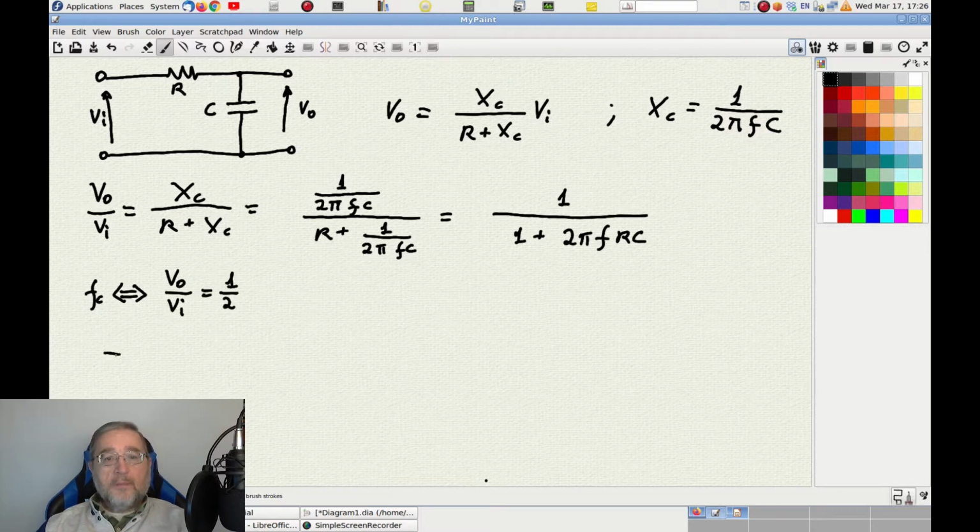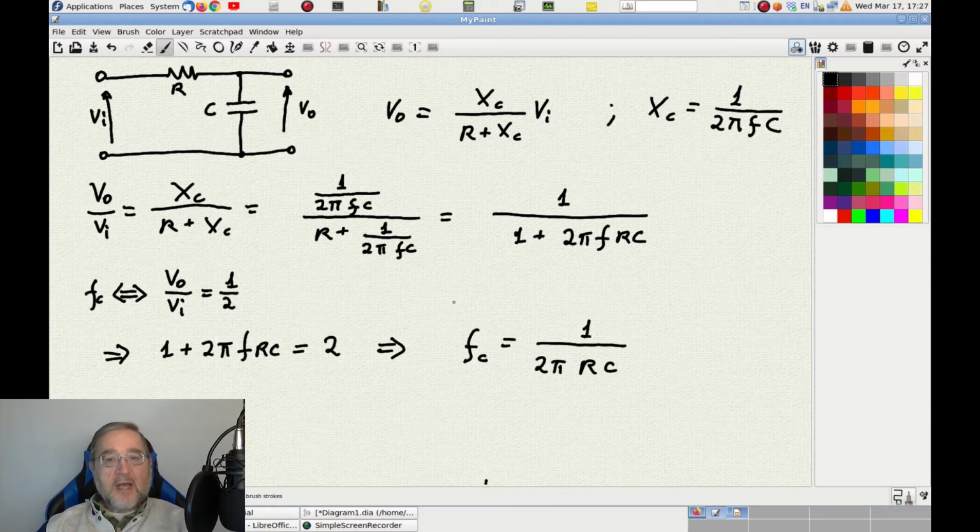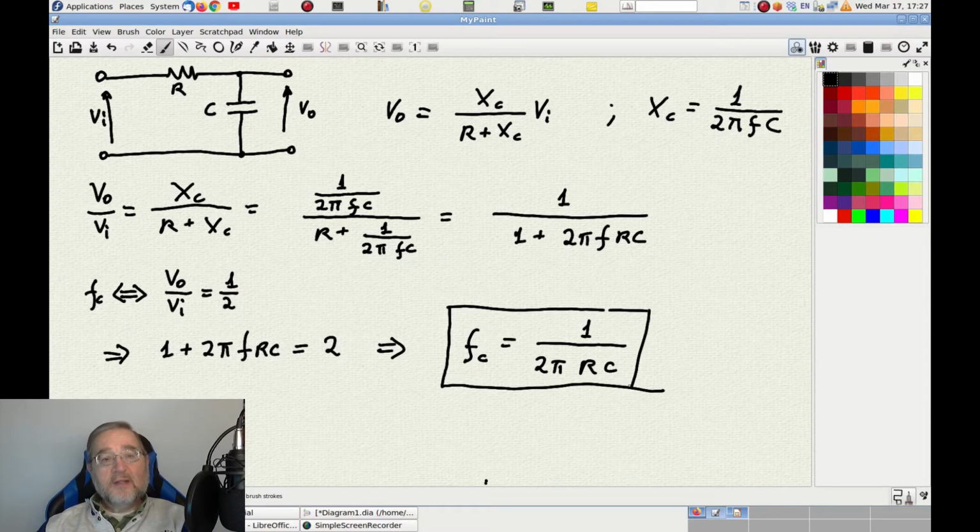So we can now compare the two expressions, and since the numerators are the same, 1, we can say that also the denominators must be the same, and therefore 1 plus 2 pi FRC must be equal to 2. Resolving for f, we obtain the cutoff frequency, which is 1 over 2 pi RC. Note that the voltage ratio of 1/2 corresponds to an attenuation of -3 dB, so that's consistent with the definition we gave of cutoff frequency while we were in the lab.